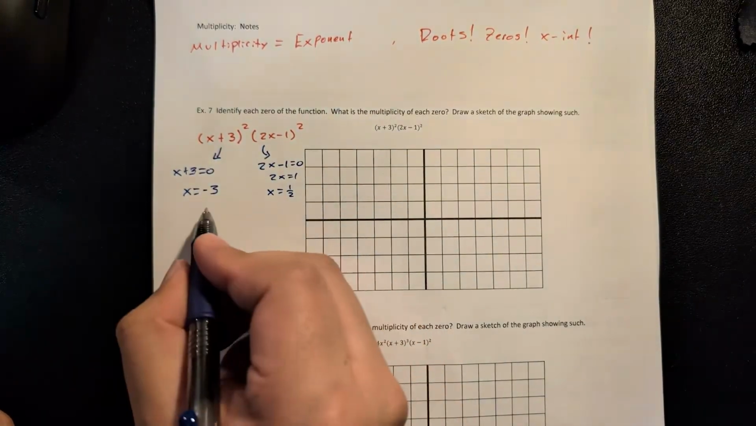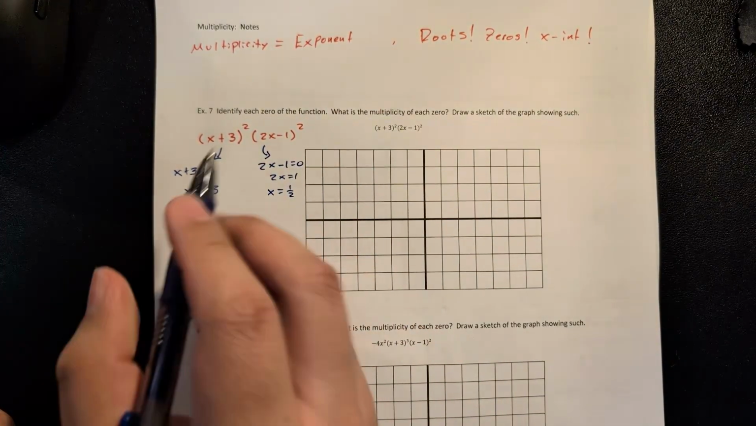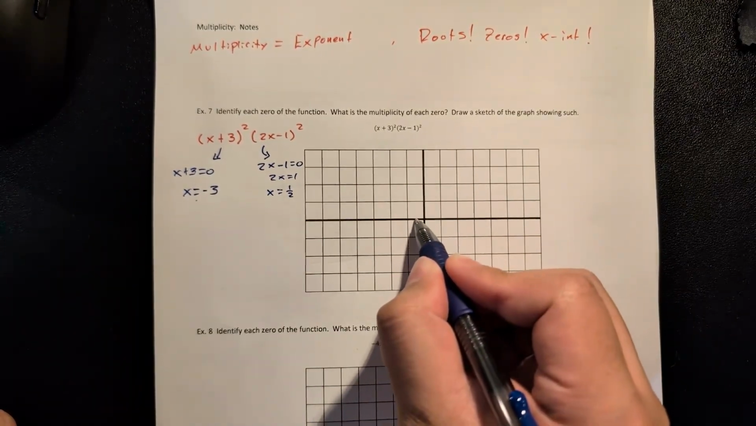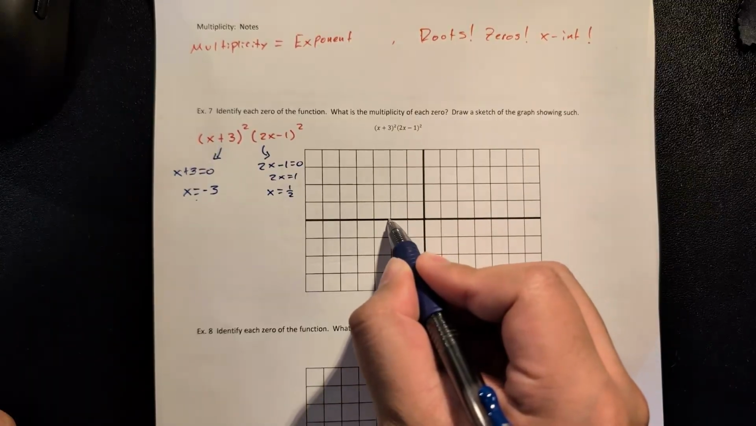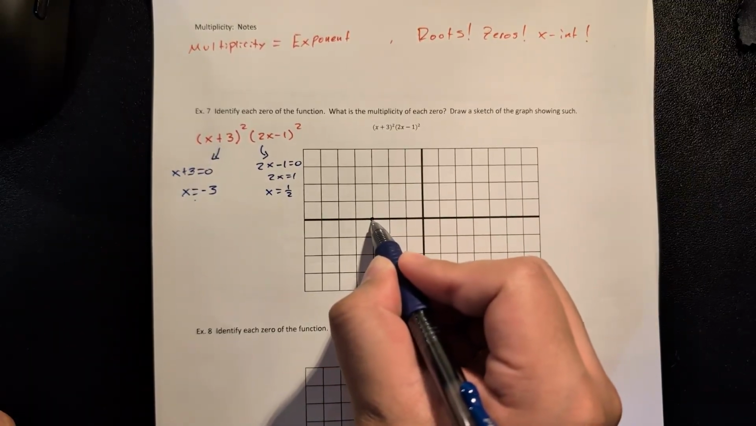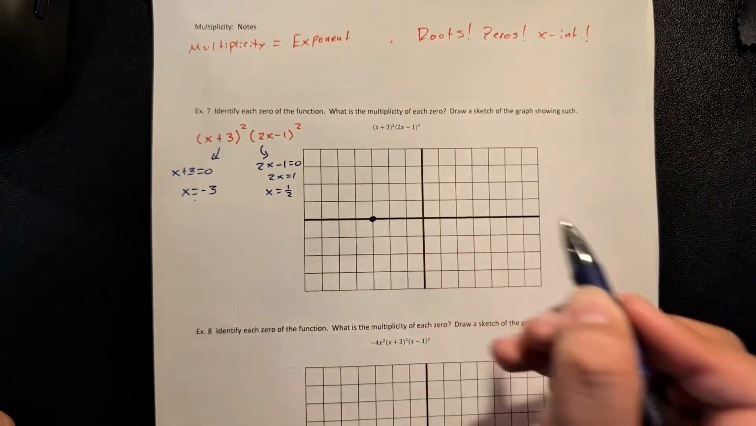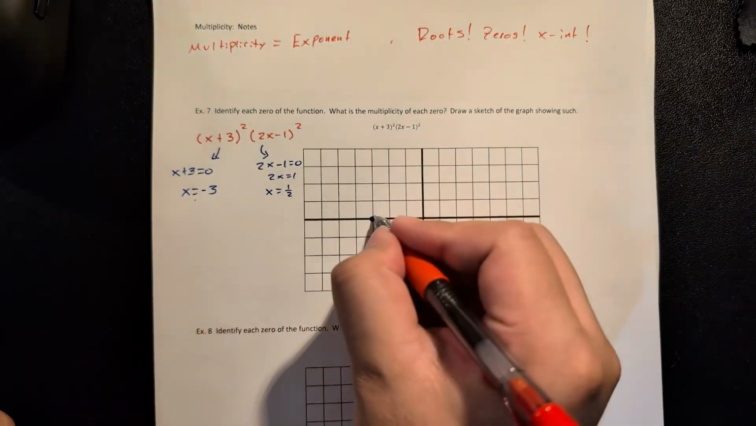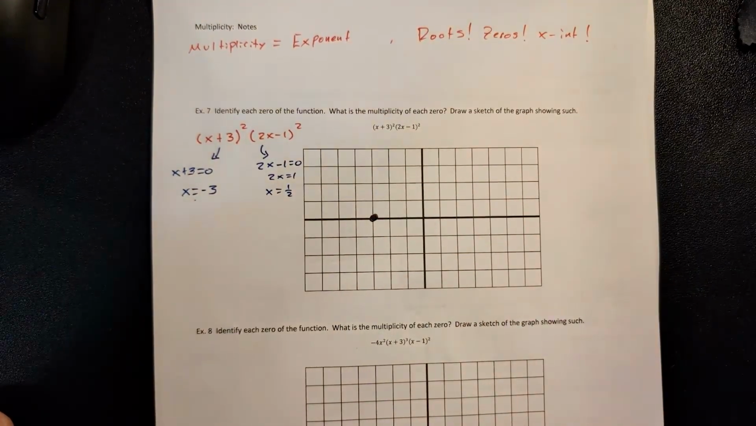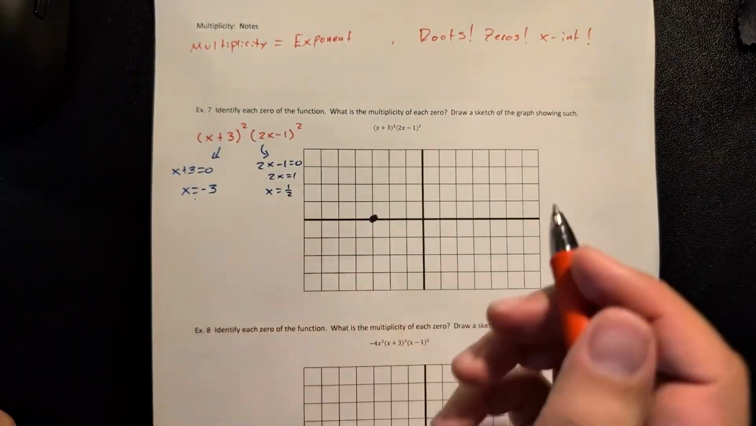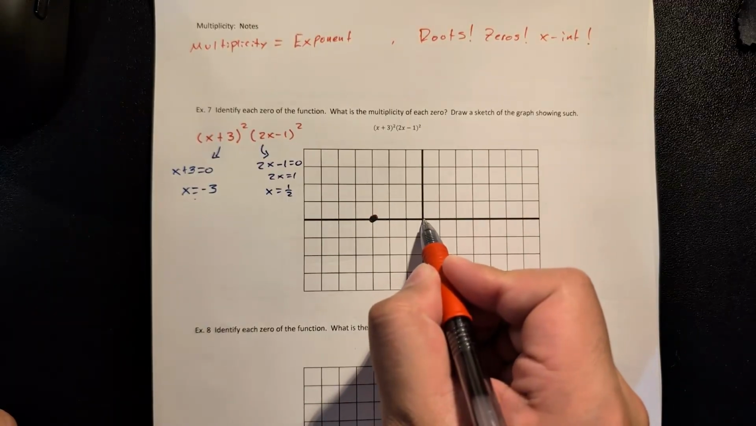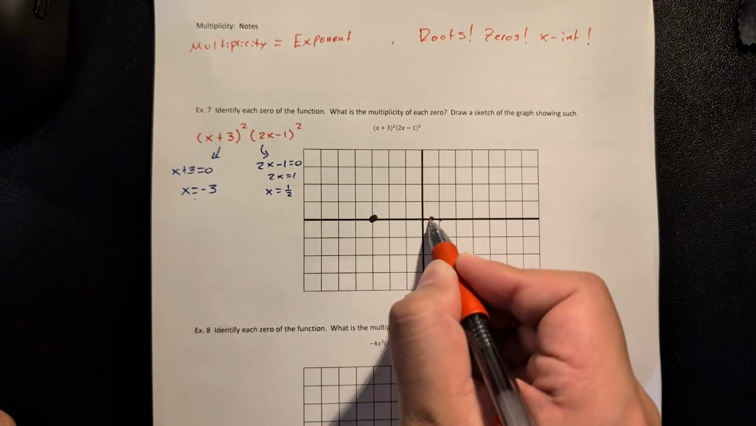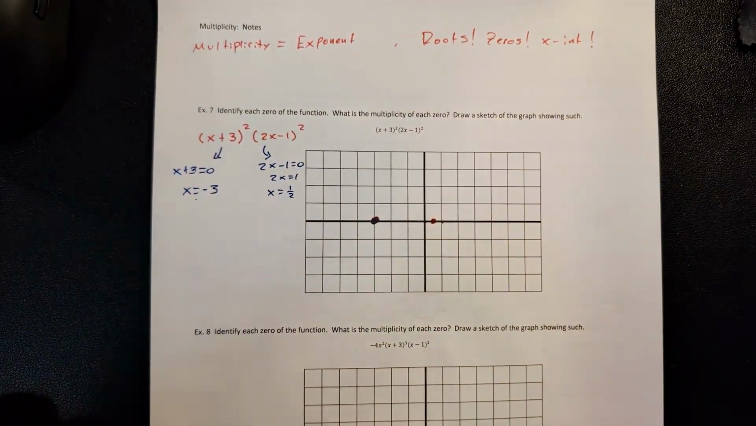Okay. Now we're going to find these on our x-intercepts. X equals negative 3: we have 0, negative 1, negative 2, negative 3. So we have a point there. Actually, let me put it in a different color. And x equals 1/2. This is 0, this is 1, so 1/2 is going to be somewhere right here.